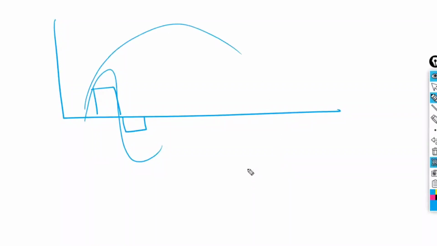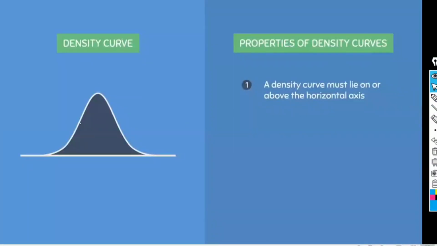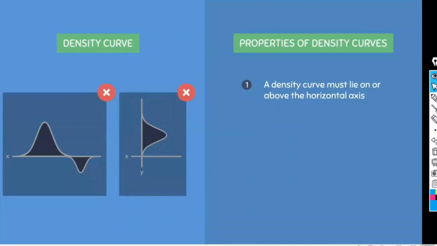Never will it come down, because probability can't be negative. So always the curve will be above the x-axis. It is not going to be below the x-axis. This is not possible, this is also not possible, because you take the variable on the x-axis and the corresponding probabilities on the y-axis. The y-axis will have the height of the bar, and based on the bar the curve will be there. How can you get a curve like this? It is not possible. This is one of the properties of the density curve.